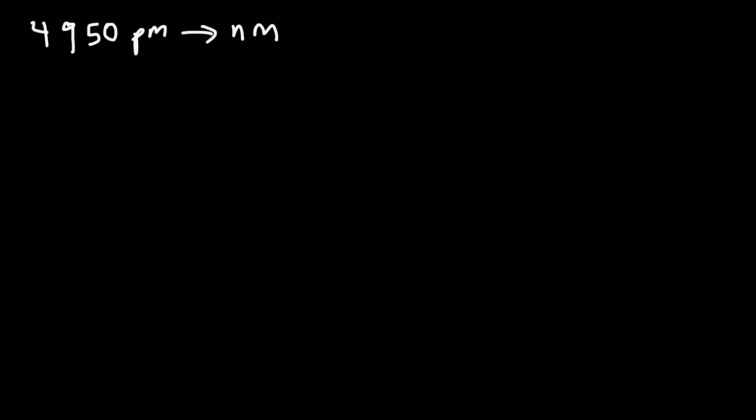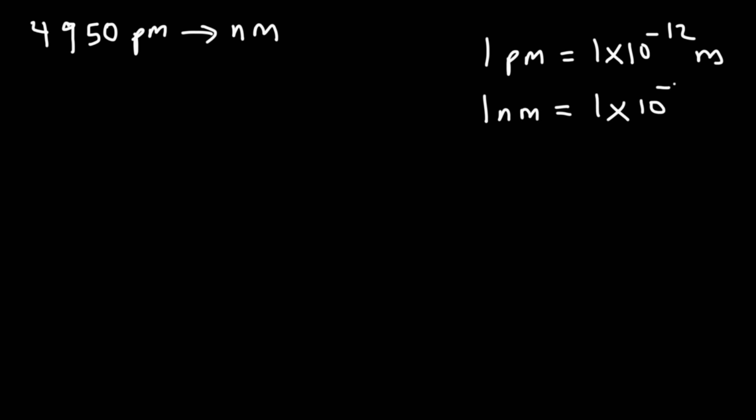So what is the conversion factor for picometers? We know that pico is 10 to the minus 12. So we can say 1 picometer is 1 times 10 to the negative 12 meters. And nano is 10 to the minus 9. So 1 nanometer is 1 times 10 to the minus 9 meters. So those are the 2 conversion factors that we need. We're going to start from picometers, convert it to meters, and then meters to nanometers.